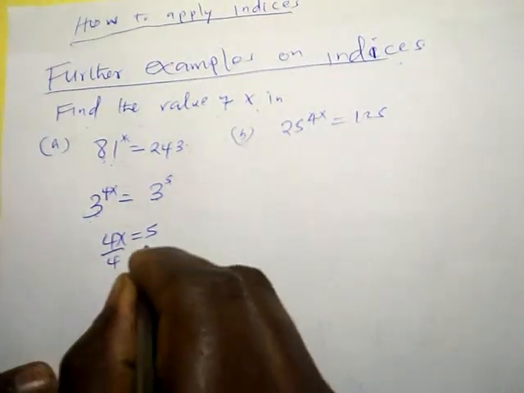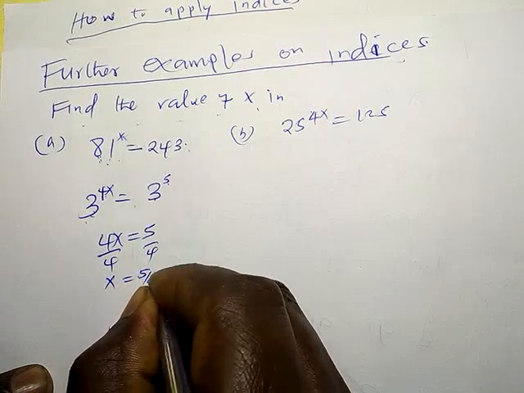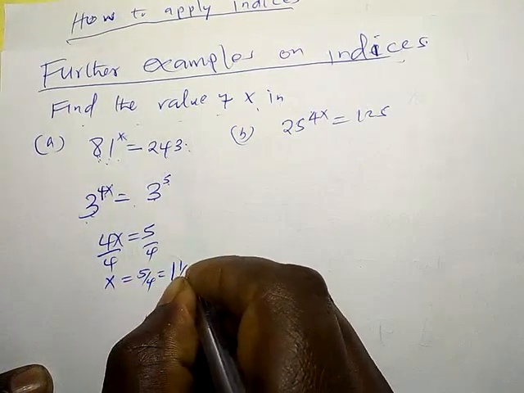So divide by 4, and you find the value of x is equal to 5 over 4, which is the same as 1 over 4.